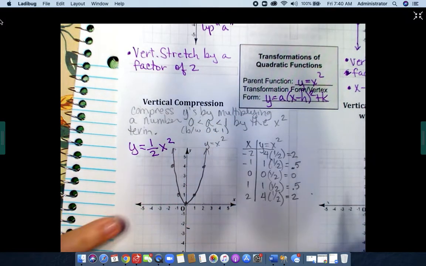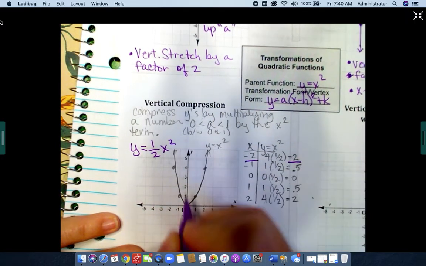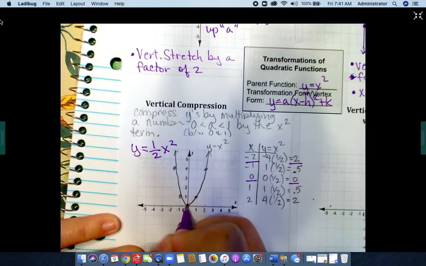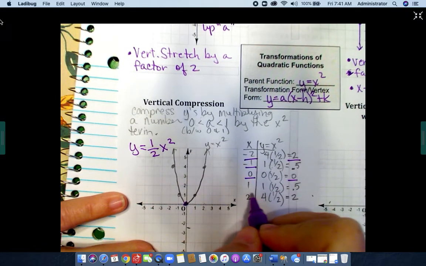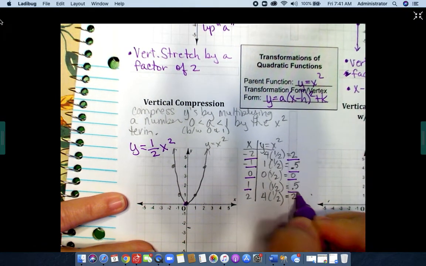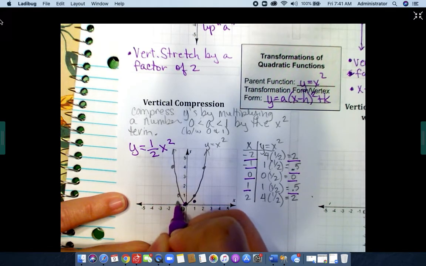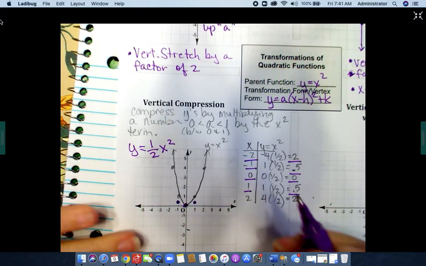So now I'm going to graph these new ordered pairs. So -2, 2. Well, I'm going to start here actually at the origin. We still have the vertex 0, 0. Now we're going to go out 1, but we're only going to go up a half. So out 1, up a half. So see how I'm dividing my old y values in half? I'm going up half as much.